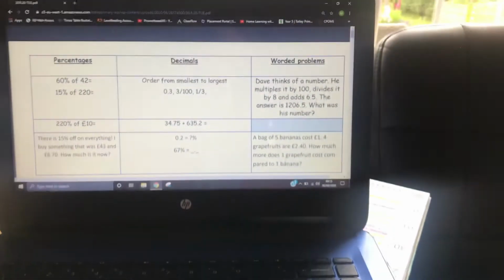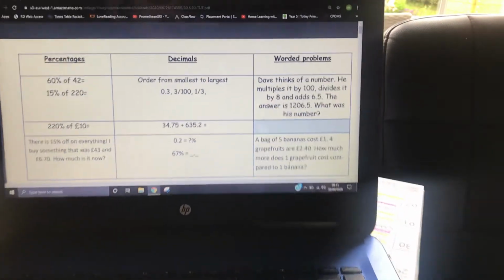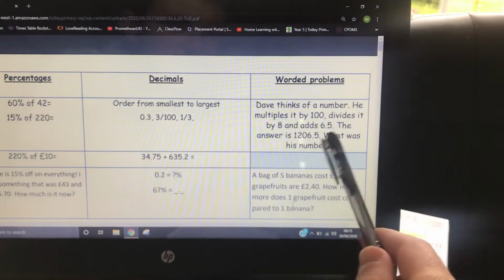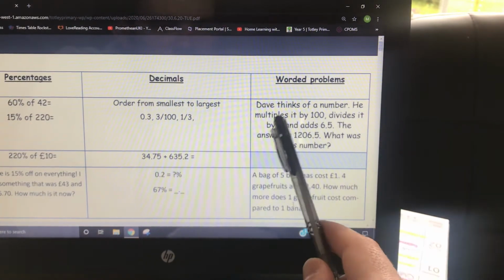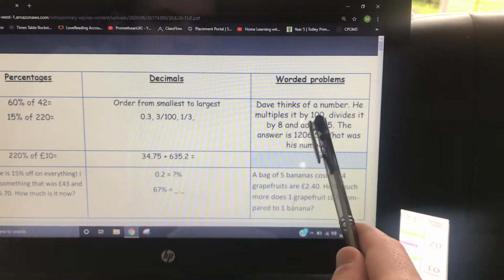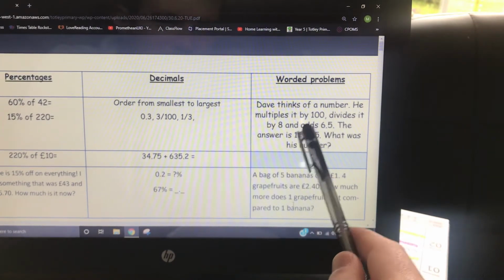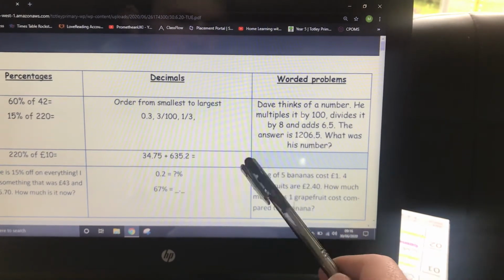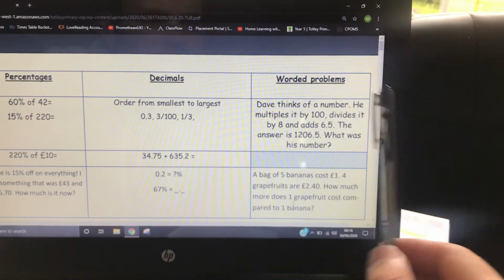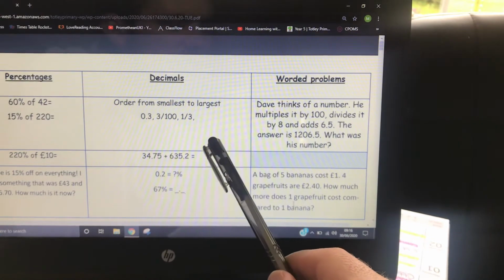Right, on to the 2 tasty questions that I've given you today. So, the first one is the style of question I really like. It's like guessing somebody's number. So Dave thinks of a number, he multiplies it by 100, divides it by 8 and adds 6.5. The answer he gets is 1206.5. What was his number? Remember, with these, you always read them backwards.